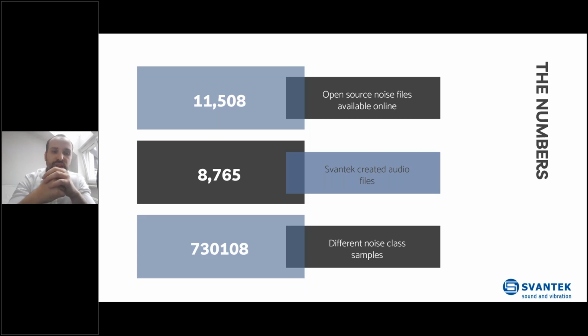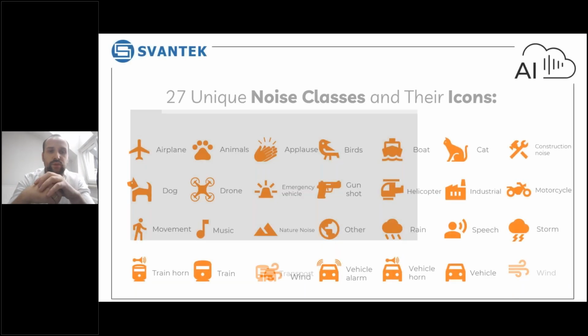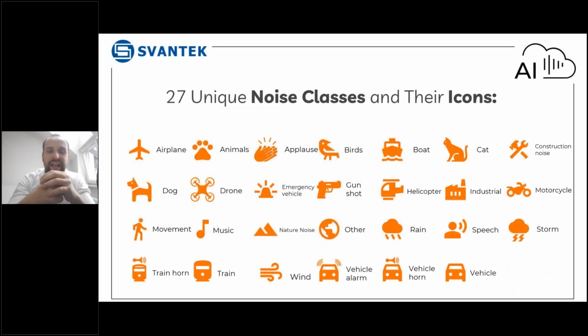A lot of the inputs and sources that we use to train the model were actually from Svantek equipment measured out in the field, to best give you the confidence that you need. Over 730,000 samples were used to train the model that we have today, and that gave us something which we're very proud of. It gives us an AI model that has 27 unique classes, and these are their icons.